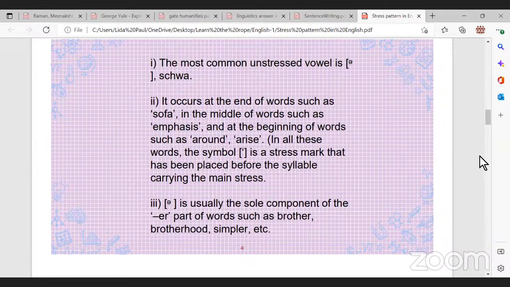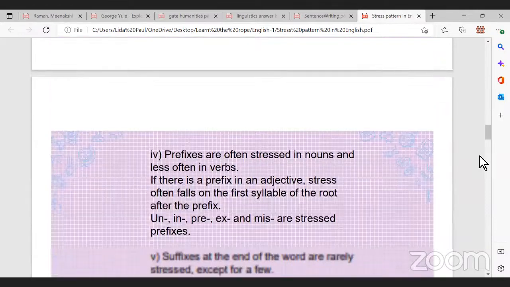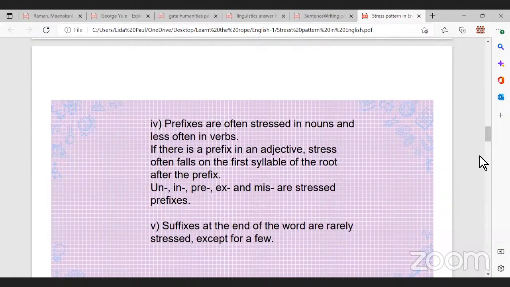Okay. So that was that. Then we move on to the next one. What is it? The fourth one is prefixes. You have prefixes and suffixes also in a word. Now, what happens the time you have a prefix or a suffix? Prefixes are often stressed in nouns and less often in verbs. So if you have a verb which is formed with a prefix attached to it, then in verbs you don't see any stress on the prefix that's there with the verb, right? Whereas in nouns, you will see this stressed, right?